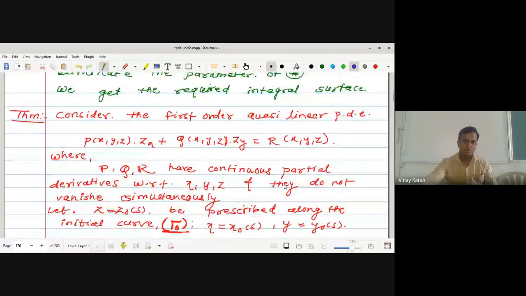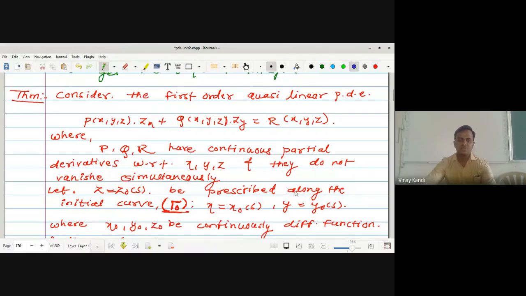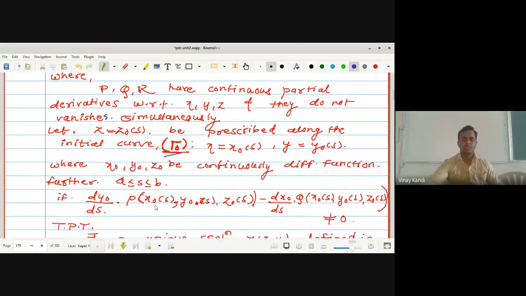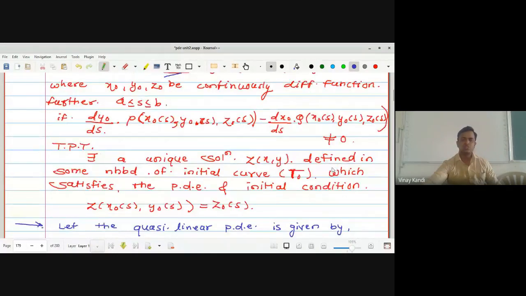Okay, so this is the theorem. Consider the first order Cauchy linear partial differential equation P p plus Q q is equal to R, where P, Q, R are continuous partial derivatives with respect to x, y, z. They do not vanish simultaneously. Let z is equal to z naught of s be prescribed along the initial curve, x is equal to x naught of s and y is equal to y naught of s, where x naught, y naught, z naught are continuously differentiable functions. If this admissibility condition holds, then there exists a unique solution z of xy, that is phi of xy, defined on the neighborhood of that initial curve, which satisfies the partial differential equation and the initial condition.